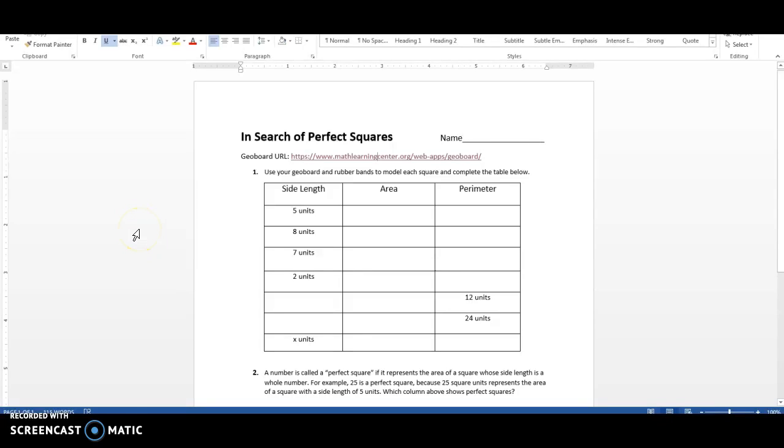Hi. Today we're going to be learning about perfect squares and how to represent them on a virtual geoboard. First, we need to know what a perfect square is. Well, a number is called a perfect square if it represents the area of a square whose side lengths are a whole number. Alright, so we're going to represent that on our geoboard.